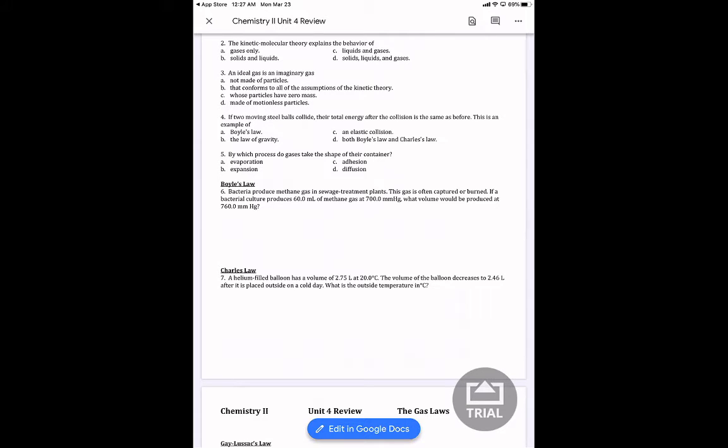Bacteria produce methane gas in sewage treatment plants. This gas is often captured or burned. If a bacterial culture produces 60 milliliters of methane gas at 700 millimeters of mercury, what volume would be produced at 760 millimeters of mercury?